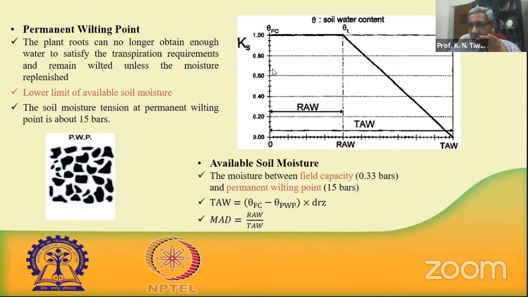The value could be 0 when the soil is completely dry, and it could be as high as 1 when the soil water content is at field capacity. So Ks is the soil moisture coefficient, and this Ks is equal to 1. If it is less than 1, we say it is a water limiting condition, and the value of Ks is used as a multiplication factor to determine the crop coefficient.